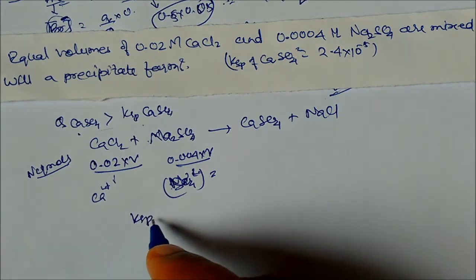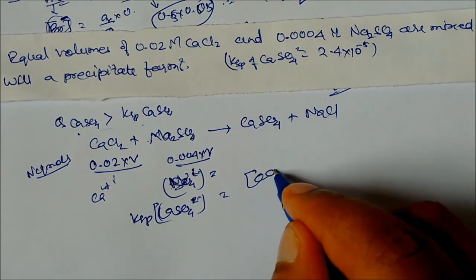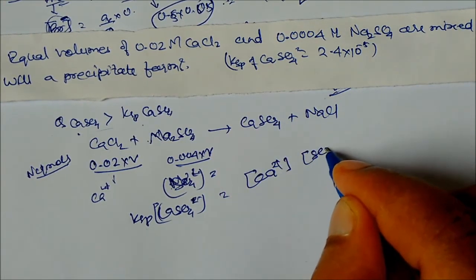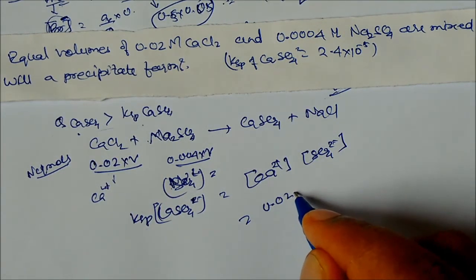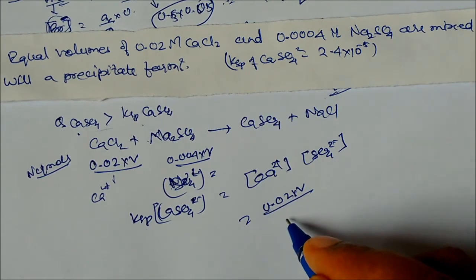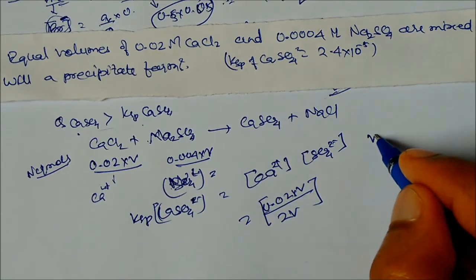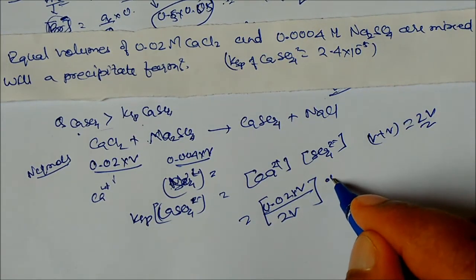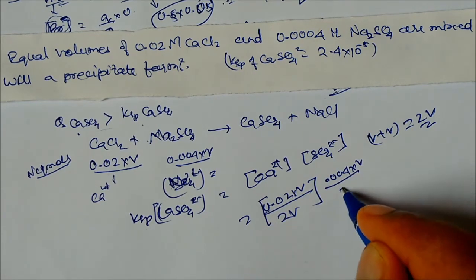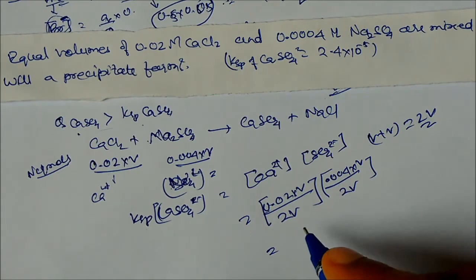Q for calcium sulfate will be the concentration of Ca 2 plus times the concentration of sulfate 2 minus. Here the concentration is 0.02 into V divided by the total volume. The volume is 2V because equal volumes are there, V plus V is 2V. Similarly here, 0.004 into V divided by 2V. So on solving we'll get the value.